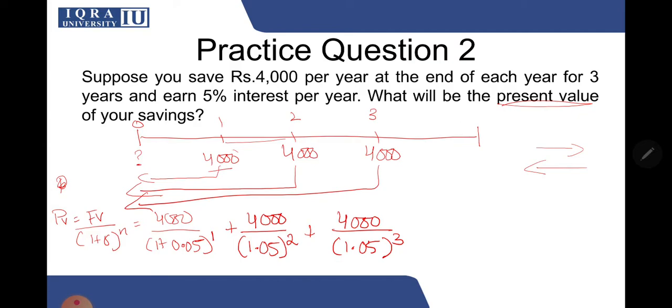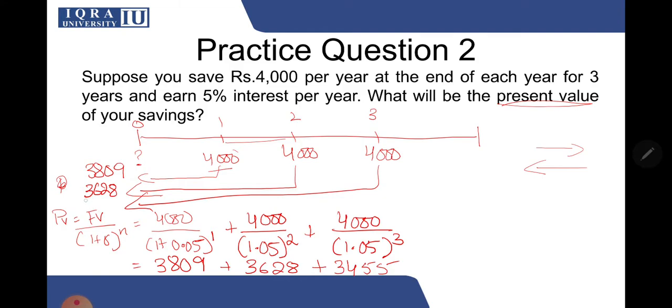So let me do it for you. So the first cash flow has a present value of 3809. So I've rounded it off, 3809. The second one has a value of 3628, and the third one has a value of 3455. So now let's try to understand what's happening over here.